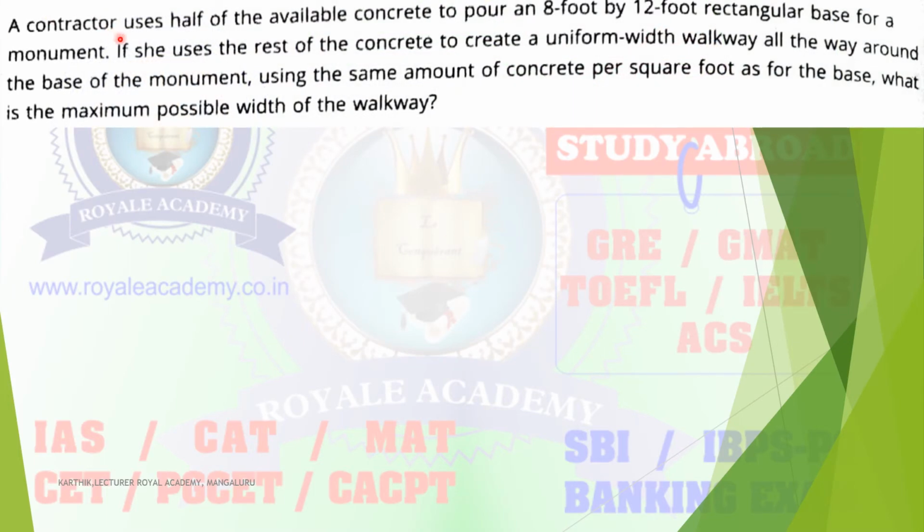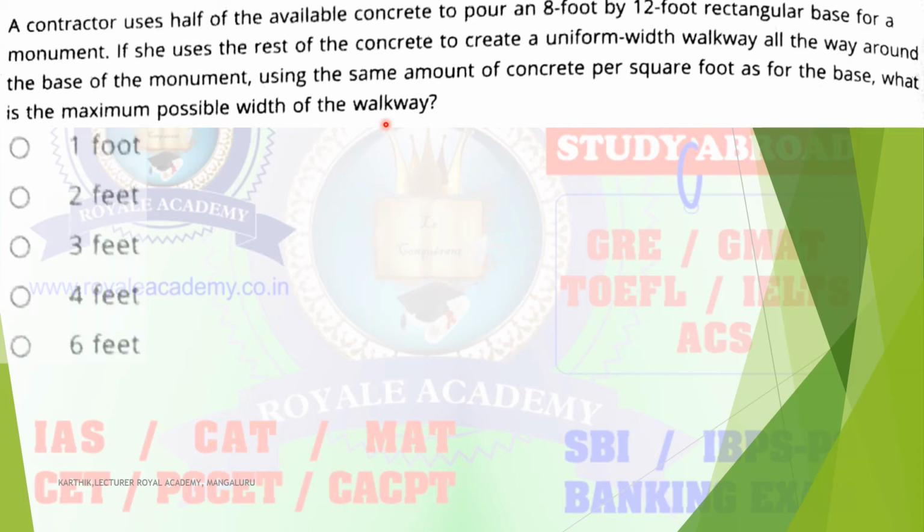A contractor uses half of the available concrete to pour on an 8-foot by 12-foot rectangular base for a monument. If she uses the rest of the concrete to create a uniform width walkway all the way around the base of the monument, using the same amount of concrete per square foot as for the base, what is the maximum possible width of the walkway? So you have to determine the maximum possible width of the walkway.